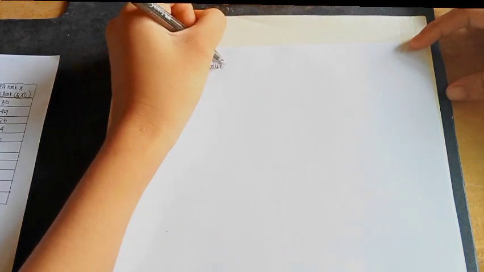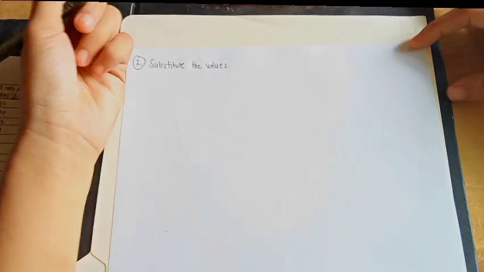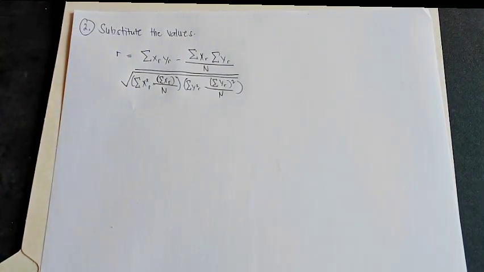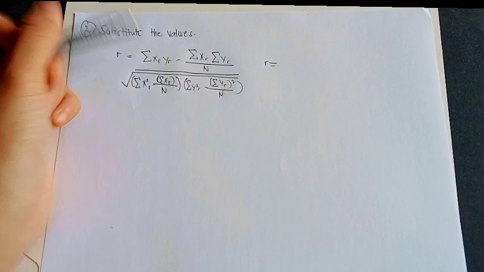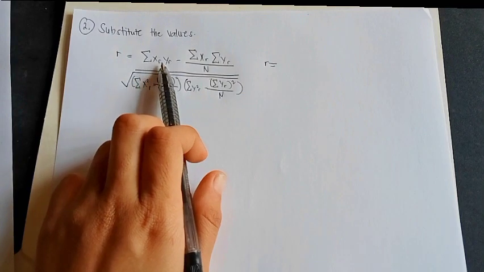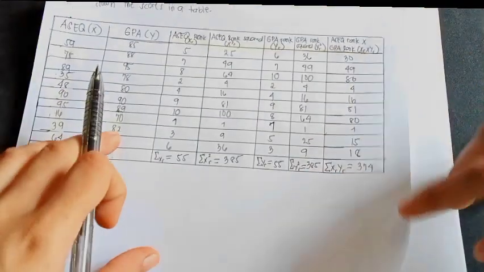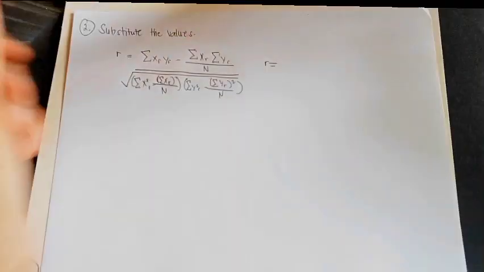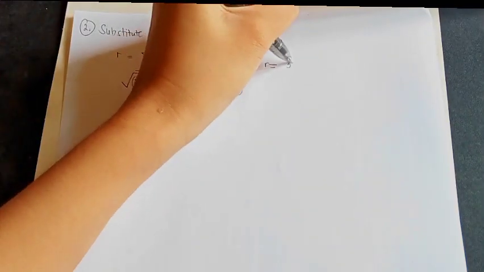We are going to substitute the values. So I will write the formula first. So this is the given formula. So r is equal to summation of xr and yr. So what is this one? So it is 374. So let's put 374. R is equal to 374.